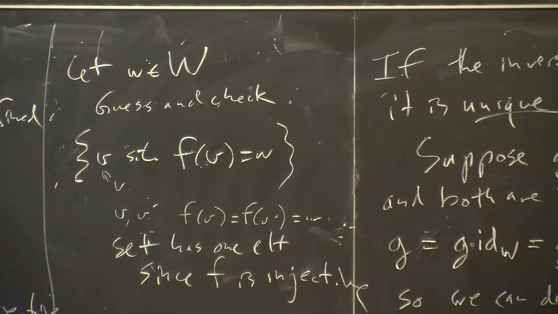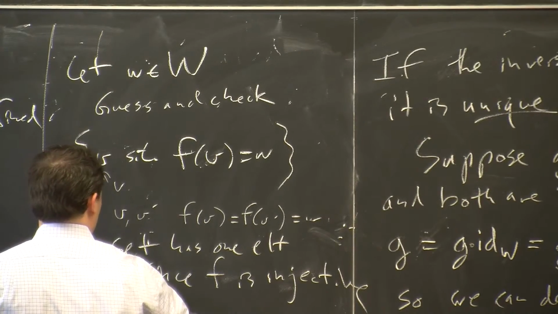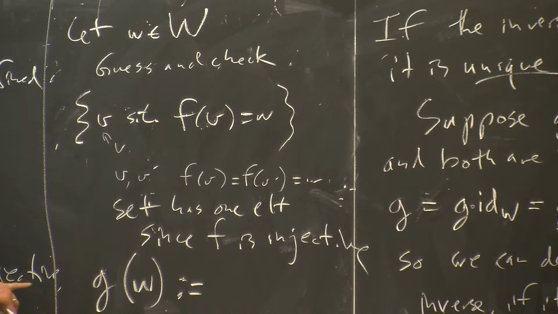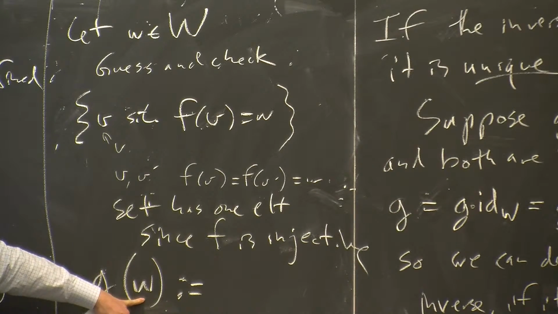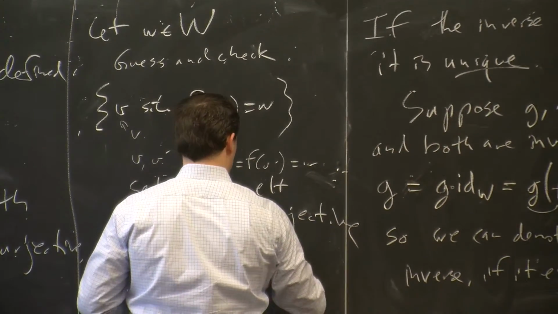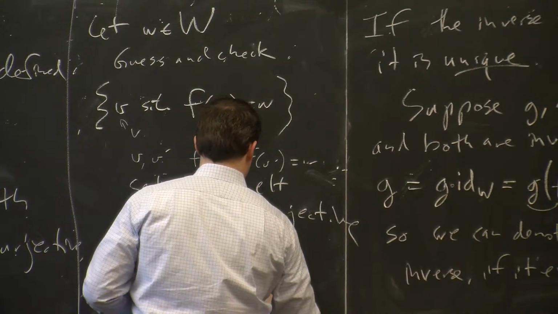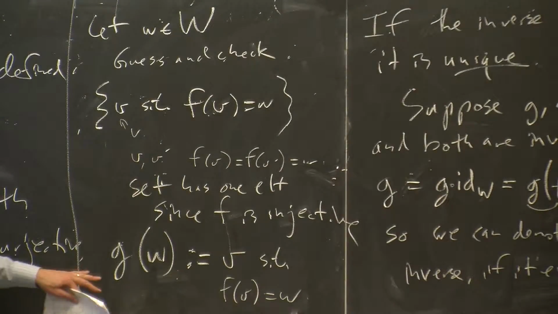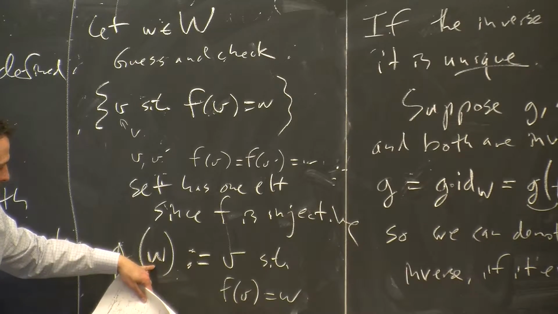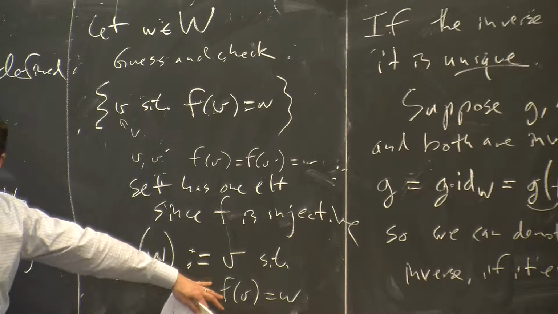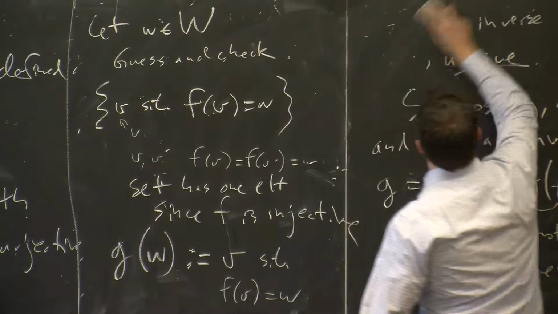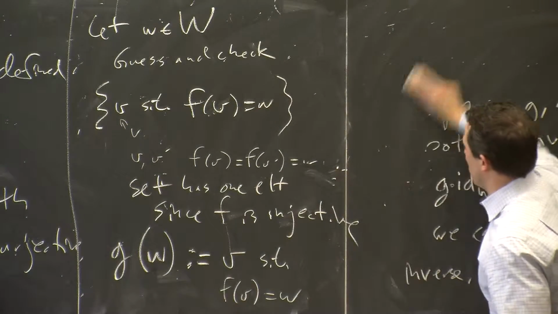As a result, it makes sense to define a new function, just a set function, which for every element w in big W is just this v, the v such that f of v equals w. In general, I couldn't do that because that would be a whole set of things. But because I know it's only one vector in the preimage, it's okay to make that definition. It's a little bit of a backwards definition, but it's a definition. It tells me which element to pick.